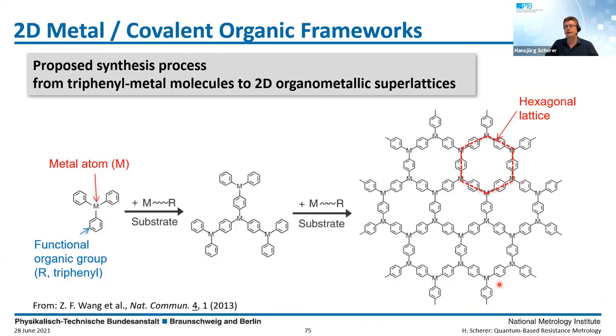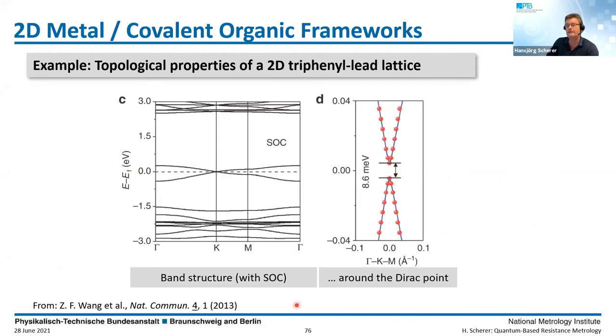This is given by a scheme or by a material like this, which is a proposed synthesis process for these triphenyl metal molecules that then form 2D organometallic superlattices. Here you see very schematically how such a superlattice, in the end of hexagonal shape, is made. This is also from this publication from 2013, which is also a theoretical work. Here you see the calculated band structure with spin orbit coupling and the Dirac cone, the gap around the Dirac point, about 8.6 milli electron volt.